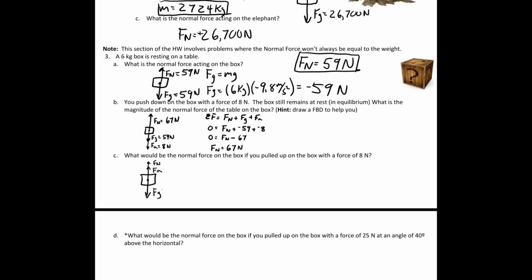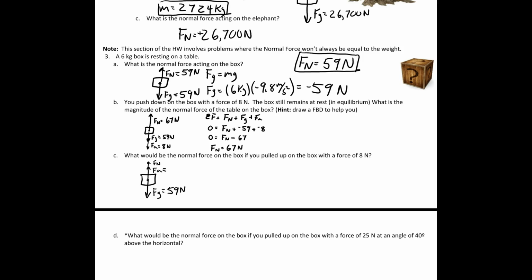Let's find out. The mass and the weight stay the same. It's still 59 newtons downward. We didn't change the mass at all, and we're not on a different planet, so the weight is always going to stay the same. 59 newtons down.